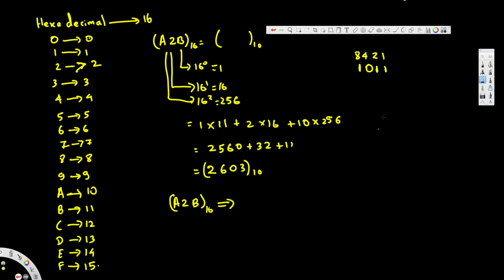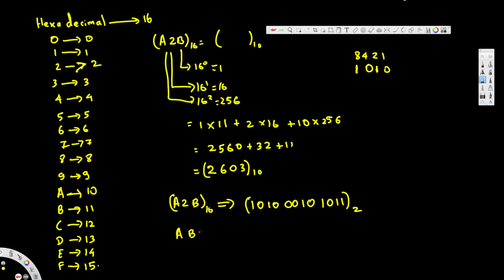So to convert this one, B is 1 0 1 1, and then for 2, to have a 2 we have 1 2 and the others are going to be 0, so 0 0 1 0. And A is 10. To have 10 we have an 8 and a 2, so 1 0 1 0. And this is the conversion from hexadecimal to binary, A 2 B equals 1 0 1 0 0 0 1 0 1 0 1 1. Okay, now let's look at another example.